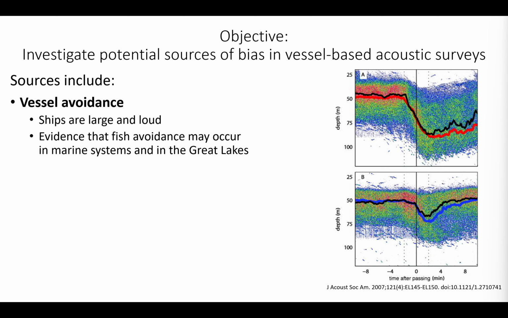I'm going to talk about a couple of those projects today that we have been investigating these potential sources of bias. The first is potential vessel avoidance. Ships are very large and very loud, and there is some evidence, particularly in marine systems. If you were here yesterday, you saw Tom give a talk on this, where the entire density of fish in the water column move as a ship approaches. This is from a stationary source that tracked fish as a ship approached, which is that line, and you can see the entire movement of fish in the water column. So you could see how that could potentially bias if what the ship is seeing is only right here. So that's one thing to look at.